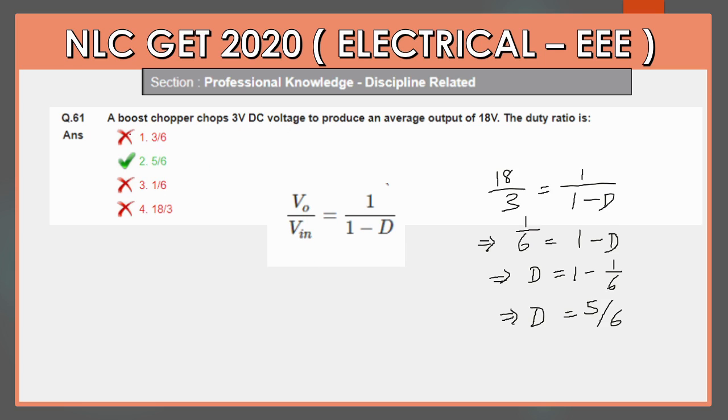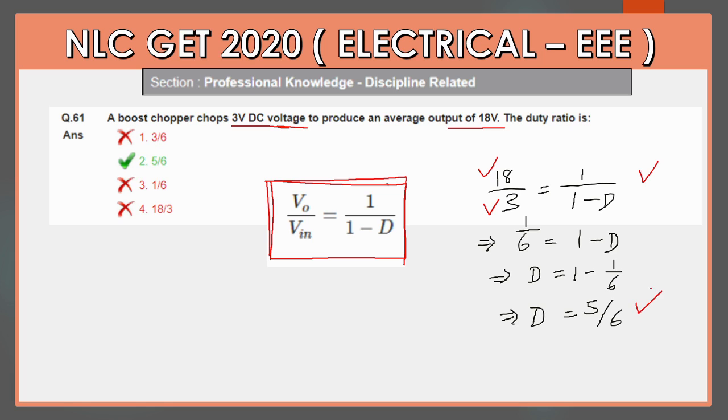Next question, it is saying a boost chopper chops 3 volt DC voltage to produce an average output of 18 volt. So V0 is 18 and Vin is 3. From the formula we know that for boost chopper, boost converter, this is the formula V0 by Vin equal to 1 by 1 minus D. So you can write 18 by 3 equal to 1 by 1 minus D. From this you can find D equal to 5 by 6. So this is the answer.